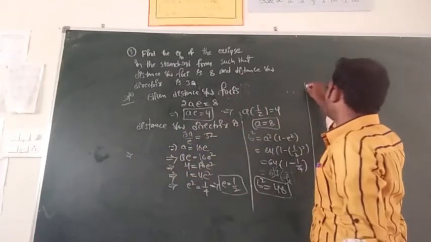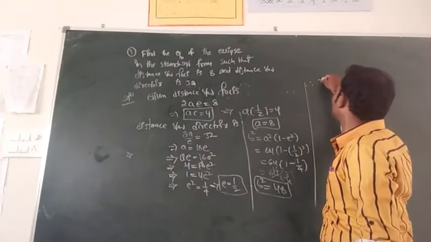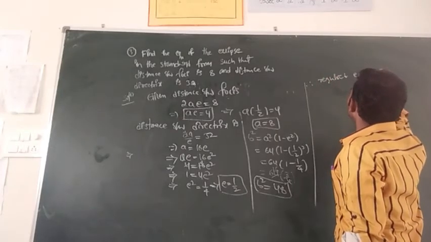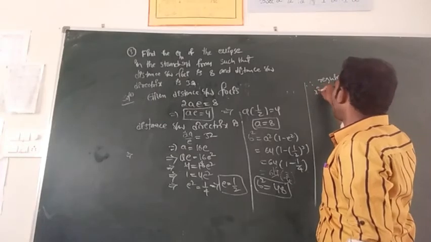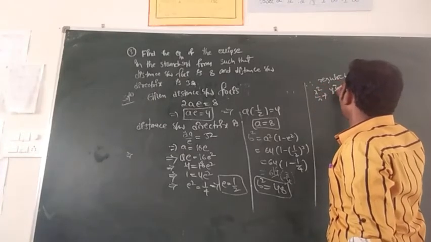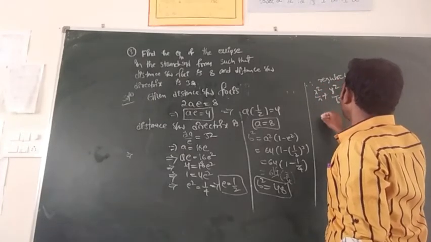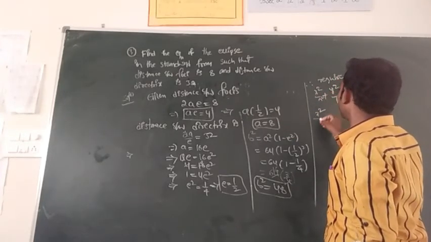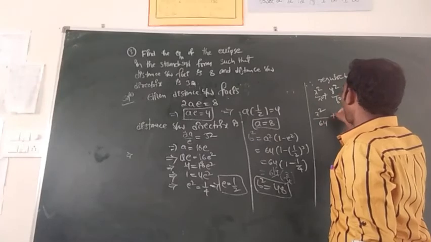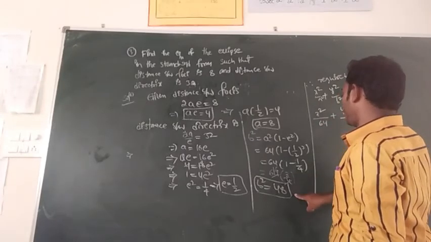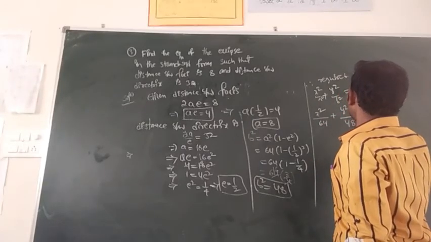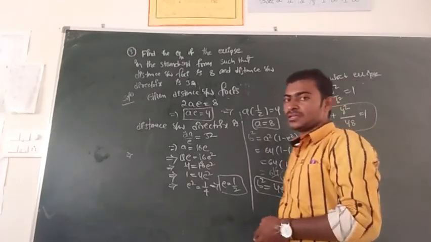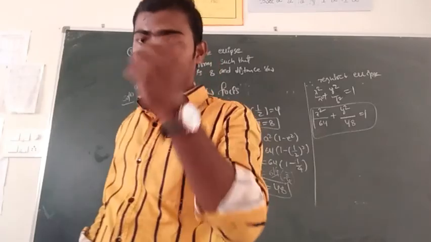Therefore the required ellipse is x square by a square plus y square by b square equal to 1. So x square by 64 plus y square by 48 is equal to 1. So this is the third problem on ellipse.